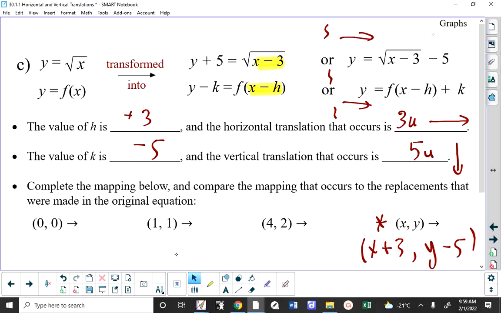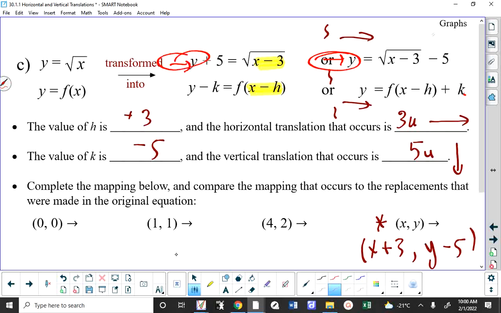Let me ask you this question. What number would you have to put for k to turn y minus k into y plus 5? So that's why k is negative 5. If I put negative 5 here, I get this function, correct? If I put negative 5 here, I get this function, correct? These two functions are the same, correct? Which means that this is correct and this is correct.